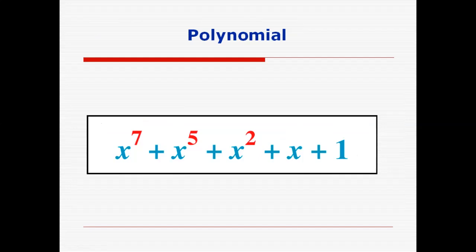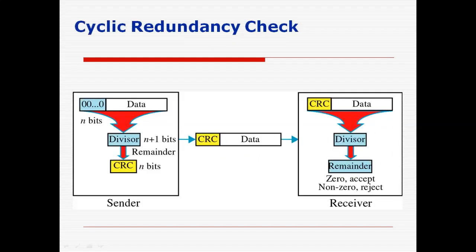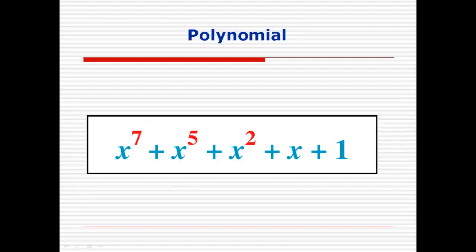Now the next important thing is the divisor. Basically, to represent the divisor, we use a polynomial equation. Here the degree of the polynomial is 7: x power 7 plus x power 5 plus x square plus x plus 1. This is the given divisor here. Now there is one rule that we have to use before selection of any divisor value.